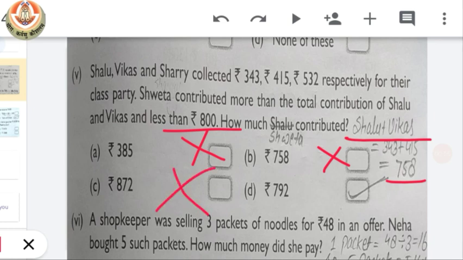Now the question is, we have to answer how much. So children, it should be Sweta, not Shalu, as Shalu's contribution is given, so it should be Sweta. So the contribution of Sweta is 792.